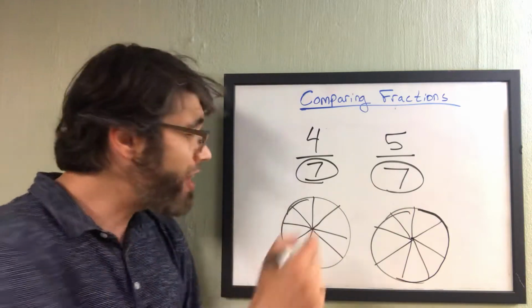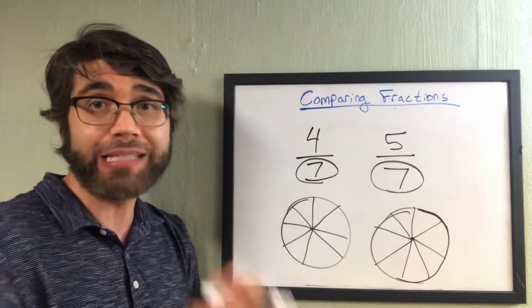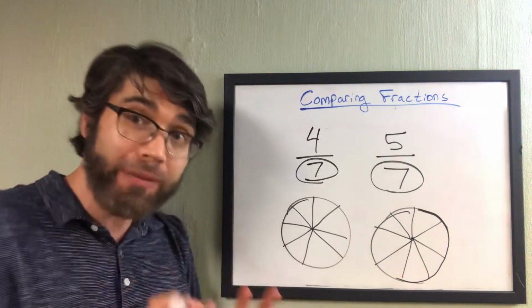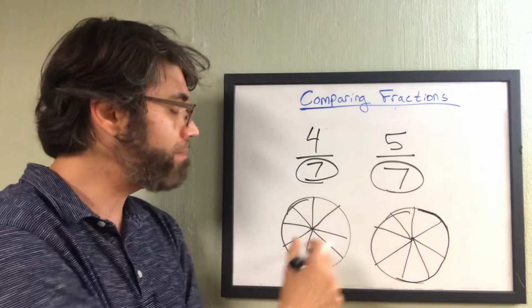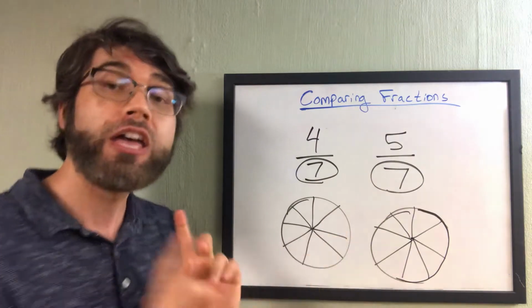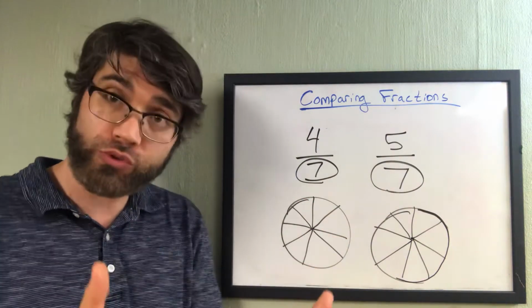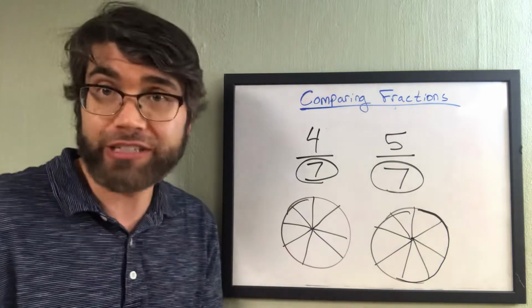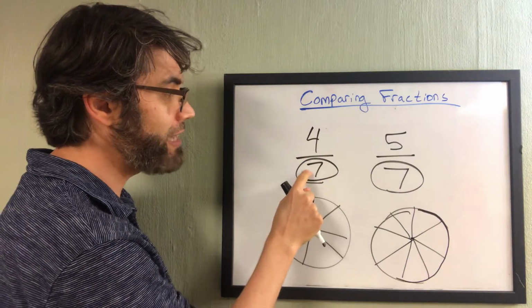So the denominator is telling you how many slices you're going to slice the pizza into. That's what the denominator does. It tells you how many equal slices you're going to make the pizza into. It's the numerator that tells you how many slices you want to choose, so how many slices you want to eat, for instance. So here, we're choosing 4 of these 7 slices.